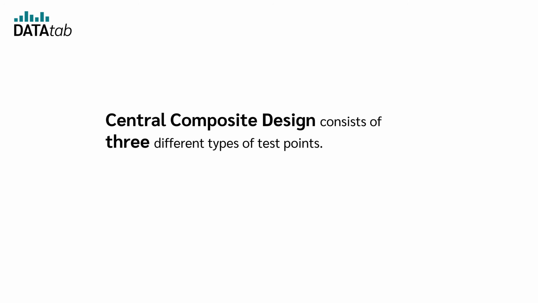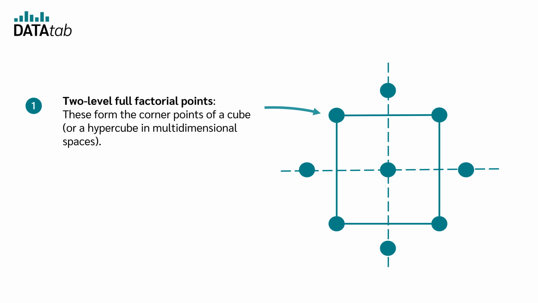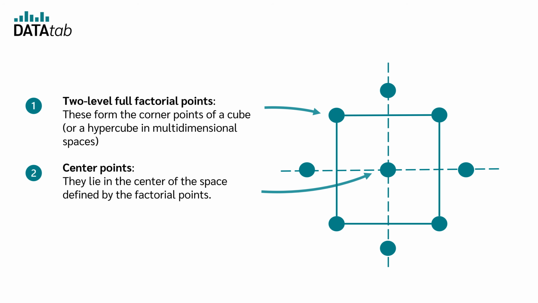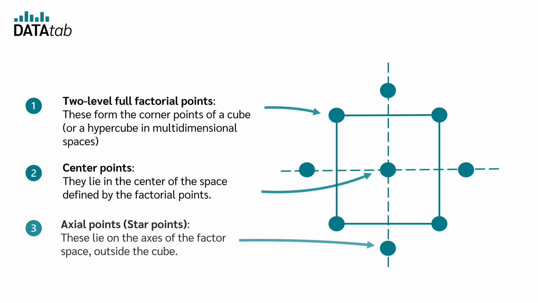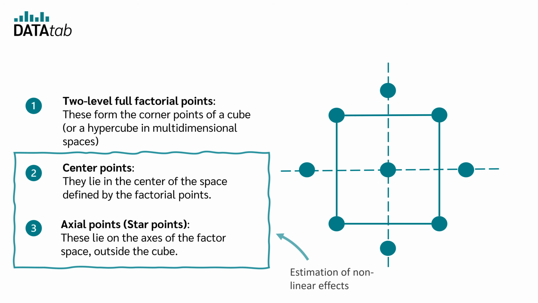A central composite design typically consists of 3 different types of test points. 2-level full factorial points. These form the corner points of a cube or a hypercube in multidimensional spaces. Central points. They lie in the center of the space defined by the factorial points. Axial points. These lie on the axis of the factor space outside the cube. The last 2 points help to estimate the nonlinear effects.